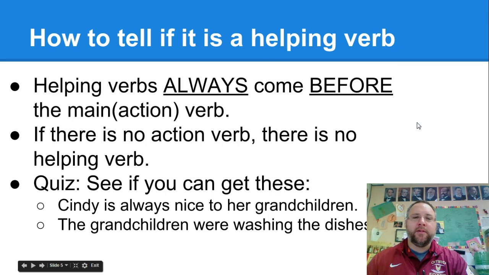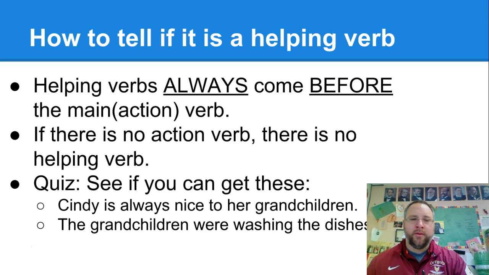Alright, so how do you tell if it's a helping verb? I kind of modeled it for you in the previous slide. Helping verbs always come before the main verb or the action verb. Those words are used interchangeably. So main verb and action verb mean the same thing. If there is no action verb, there is no helping verb. So, in the sentence, if there's nothing that the person or thing is doing, then there cannot be a helping verb. Alright, so let's look at these examples down below. See if you can get these right.